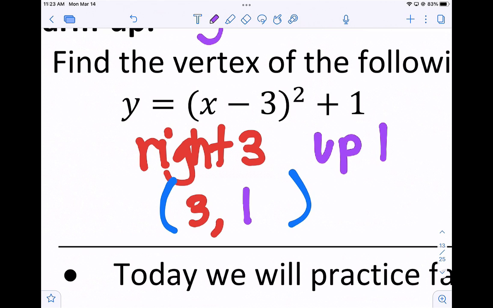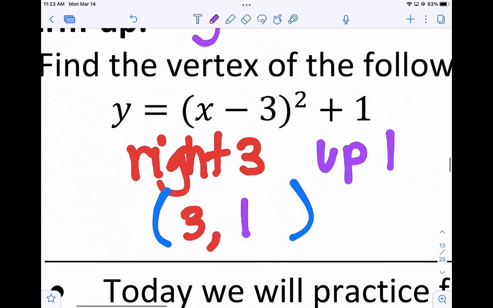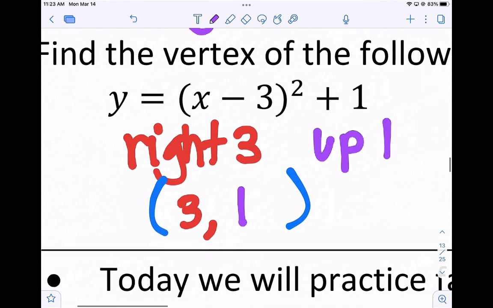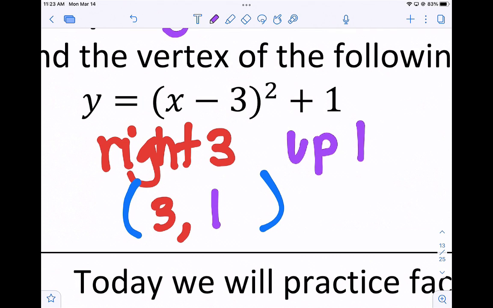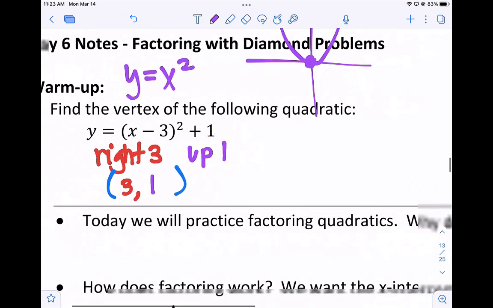And if it's in vertex form, it's always going to be the opposite of what's inside the parentheses for your x value. And then the y value is going to be the k value, which is the number on the outside. It will be the same. So the vertex of this new shifted function, if it goes to the right 3 and up 1, will be 3, 1. Then we looked at factored form.